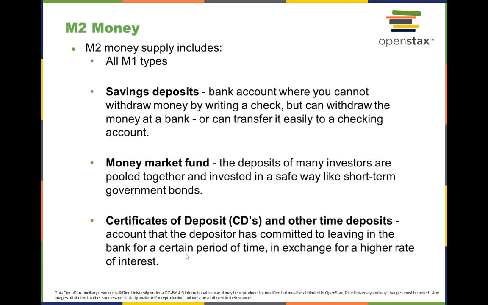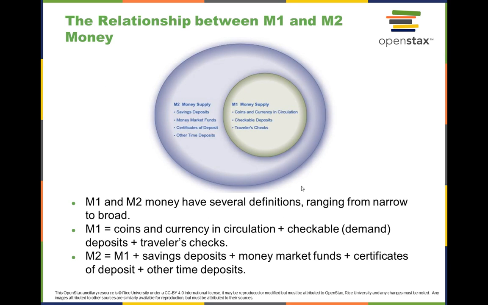Certificates of deposit are a good way to invest money. They have a higher interest rate than savings accounts, but once again, they last for several months to a few years. So your money is locked away unless you want to accept some type of penalty. But there you can see M1 in the smaller bubble, but it is included within the bigger bubble, M2. So M1 plus these additional items make up M2.